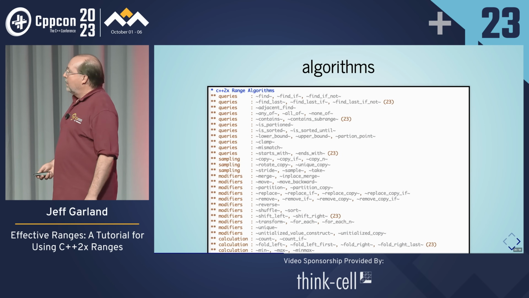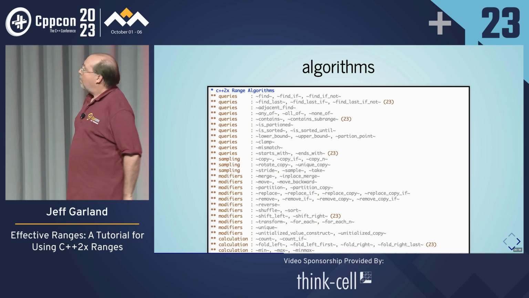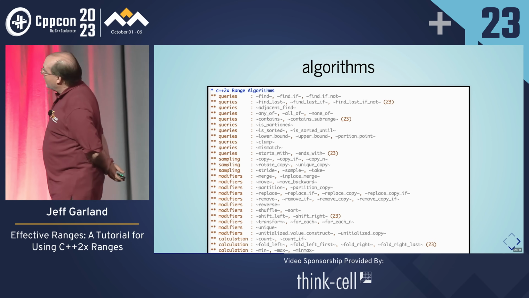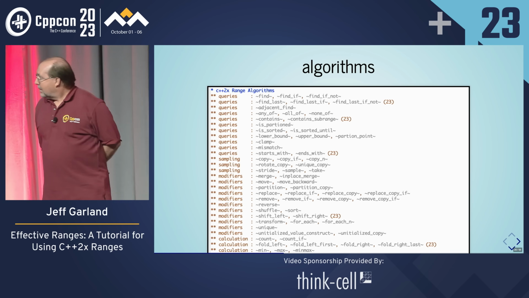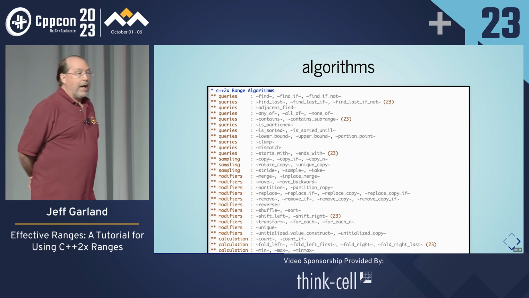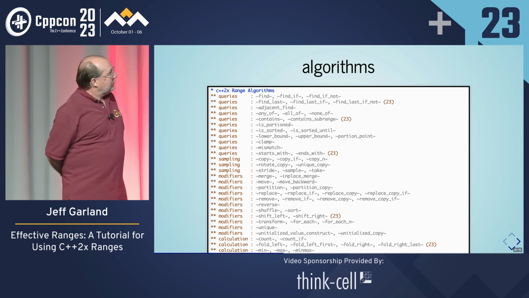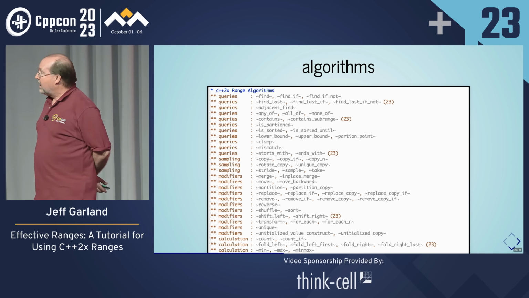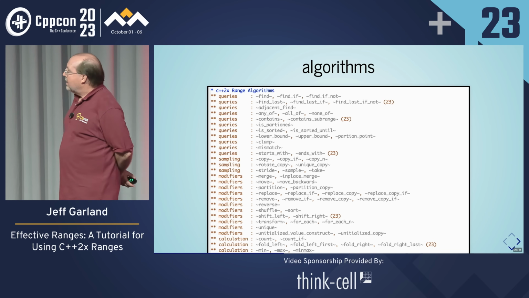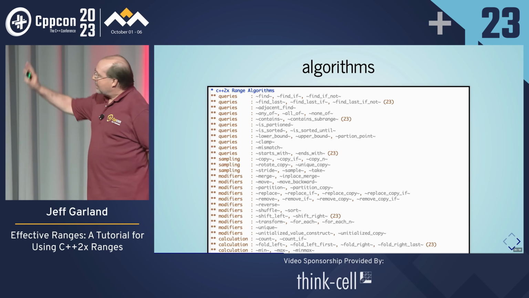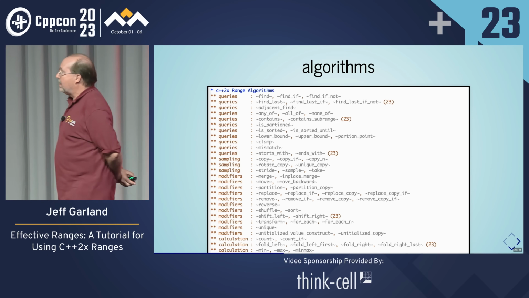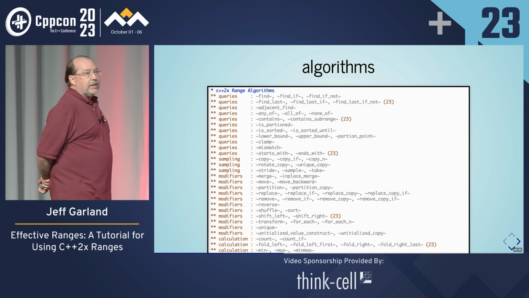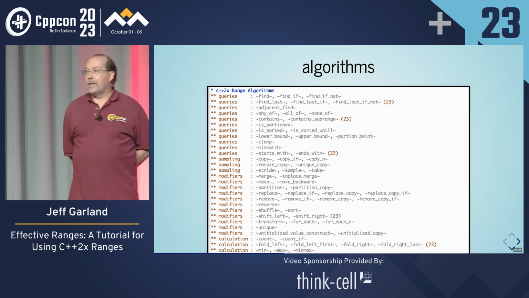Well, there's the list. It's not the whole list. It doesn't fit, actually. Those are the range-enabled algorithms in C++23. And you'll notice that I've put a 23 next to the ones that are 23. So there were a smattering of them in 23, but the vast majority of these are in C++20. You should recognize almost every name on this list.